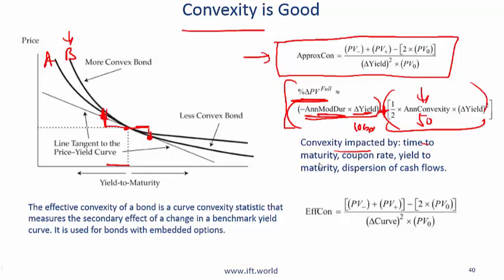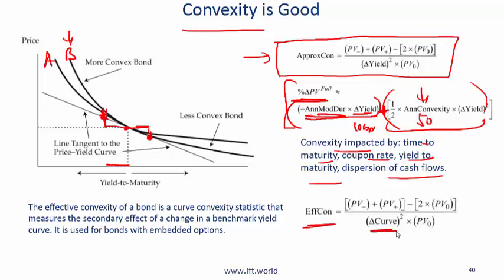Convexity is impacted by time to maturity, coupon rate, yield to maturity, and dispersion of cash flows. Just like we have approximate modified duration and then we have effective duration, similarly we have effective convexity.